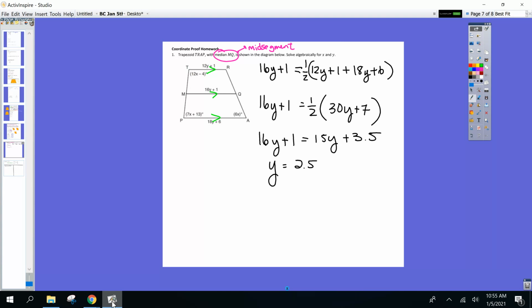Oh, did I stump you? Would it be angle T and P? Yeah, come on now. T and P, what type of angles are they as far as the parallel lines go? Alternate interior. Oh, my heart.